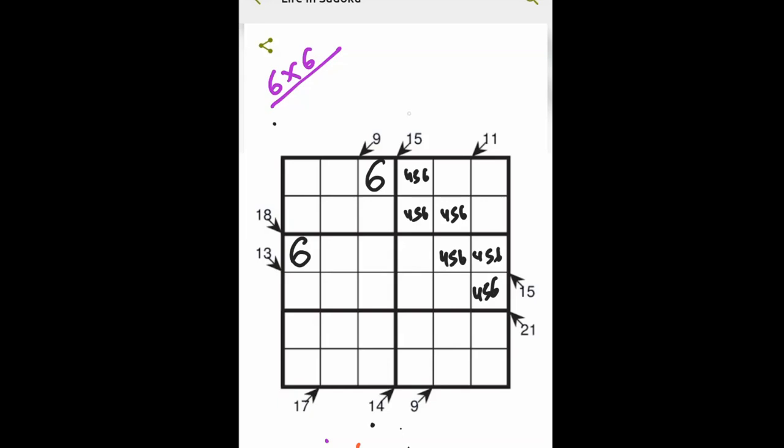Now since this is 15 and these are 6, this is 6 plus 6, that is 12, and the remaining is 3. Since this is 6, this cannot be 6. Since this is 6, these two cannot be 6, so this is 6. So we have reached till this point.